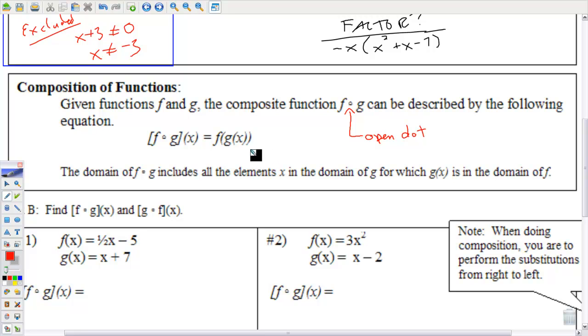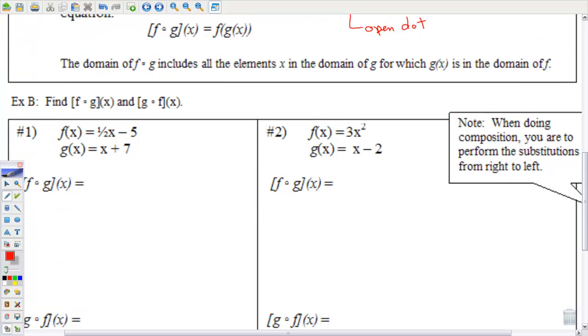Normally in this country, we read from left to right, top to bottom of a page. Typically in math, we go left to right, top to bottom. We still read it that way. But when you do the actual composition, you actually work from right to left. The domain of f of g includes all elements x in the domain of g, in which g of x is in the domain of f. In other words, check your excluded values.